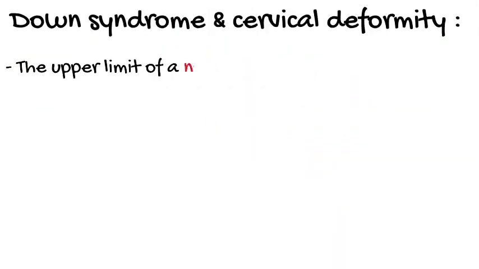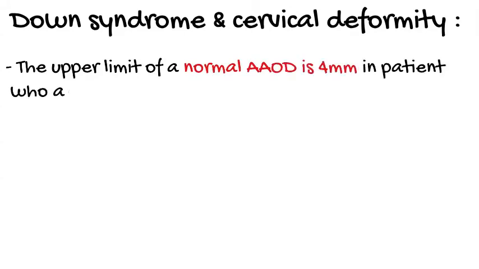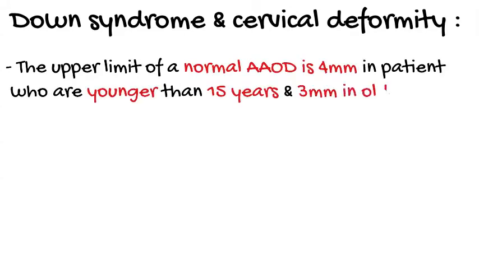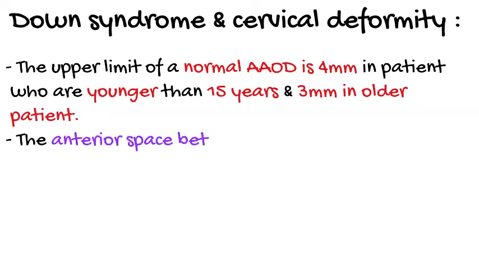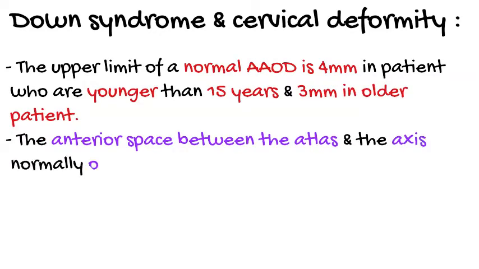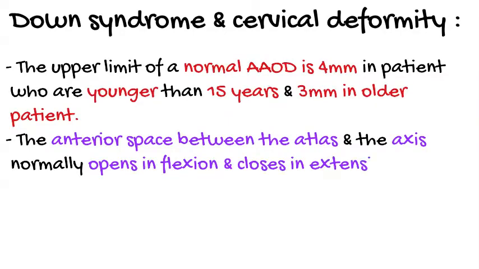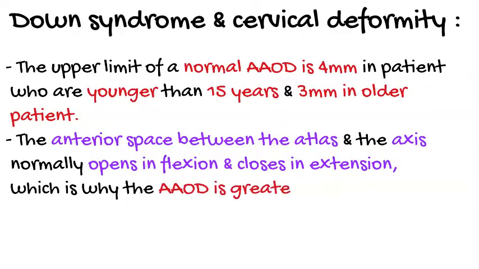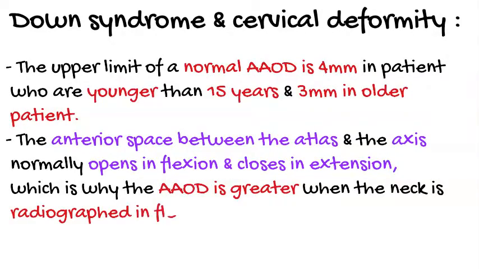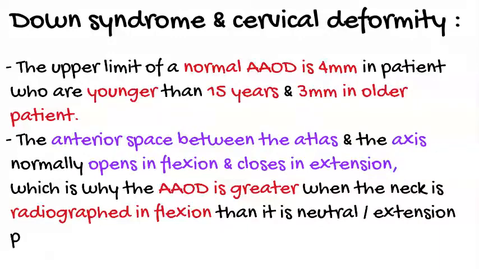The upper limit of a normal anterior atlanto-odontoid distance is 4 mm in patients who are younger than 15 years and 3 mm in older patients. The anterior space between the atlas and the axis normally opens in flexion and closes in extension, which is why the AAOD is greater when the neck is radiographed in flexion than in neutral or extension position.